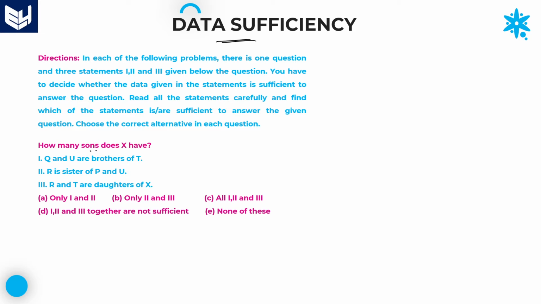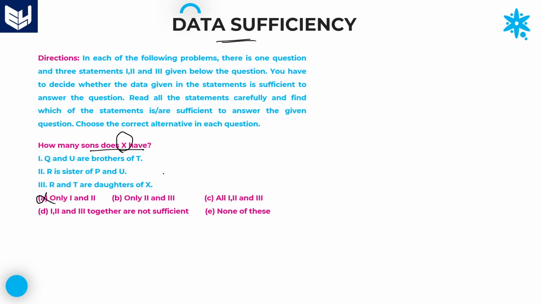How many sons does X have? This problem belongs to blood relations, right? That is the question being asked. Now the first option is only 1 and 2. If you combine only 1 and 2, if you observe carefully, X is not there in statements 1 and 2. So definitely you will not get the answer by combining both 1 and 2.